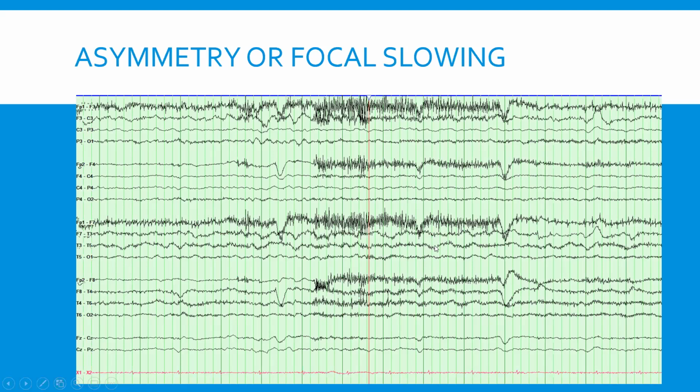To be fair, this is a little bit subtle because I think there's some slowing on that side too. But overall, if you look at this page, you can see this is left and this is left. If you compare left to right and left to right, I think there's some obvious delta activity on the left side compared to the right side. So that's focal slowing.